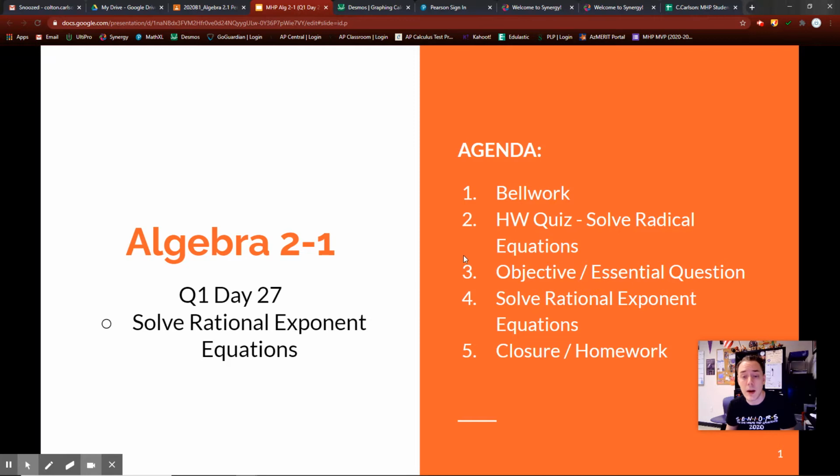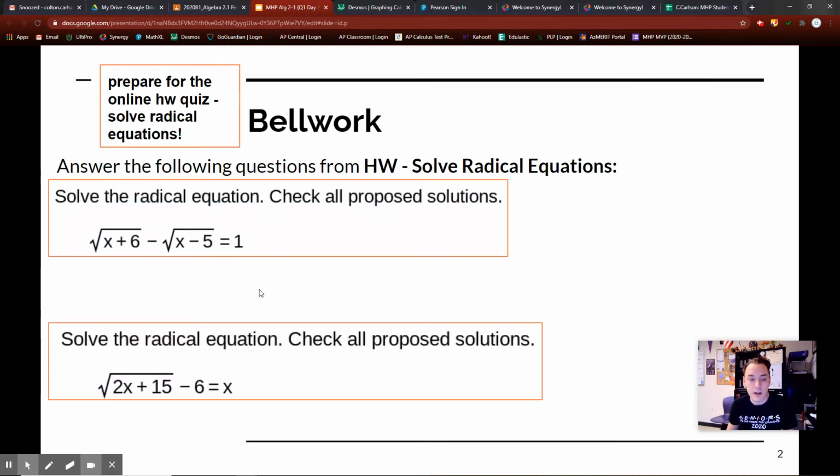But before we get to that, we're going to go through 2 questions on bell work, more than likely questions you'll see on the homework quiz. Next is the objective and essential question: what are we actually learning today, and why is it important? Then we're going to get to our actual lesson with the summary, closure, and homework. So for bell work, I have these 2 questions. Go ahead and write them down and pause the video, because I'm going to get to the next screen and work on them.